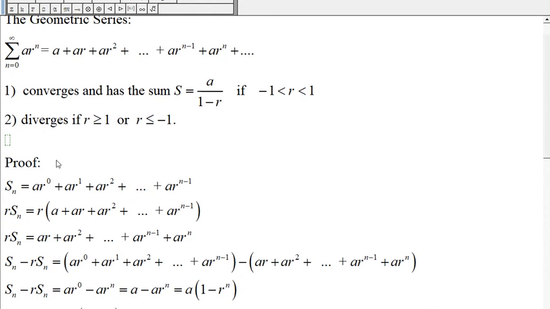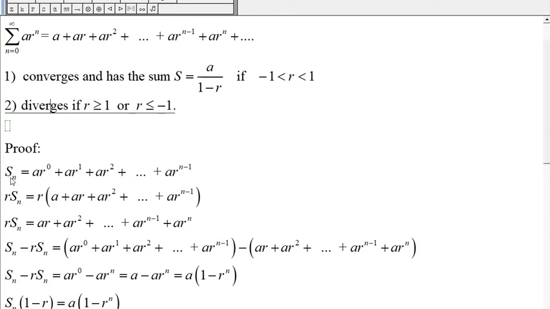And so the proof is like this. We let S of n be the sum here: a times r to the 0, a times r to the first, a times r to the second, and so on. And now multiply both sides by r. And so we multiply everything here by r. Now r to the 0 is just 1, and so we get a, and then r times a times r, and then a times r squared, and then r times the last term will be a times r to the n.